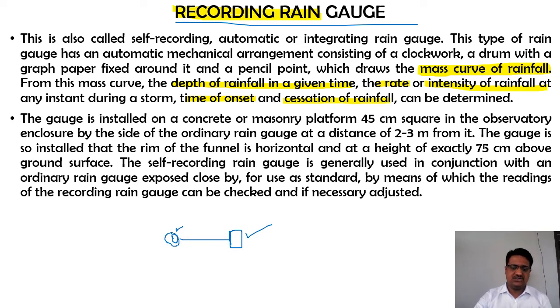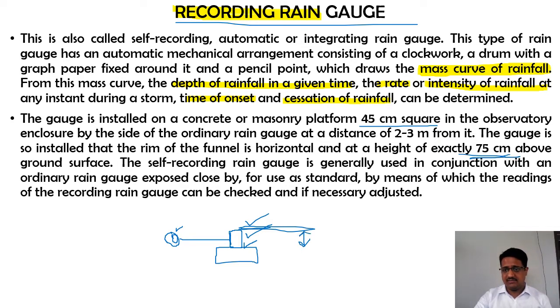This may not be required now, because conditions have become so modernized that you can calibrate these recording type of rain gauges and check whether the working of these rain gauge stations is correct or not. Based on that we have a lot of improvements with respect to their working and calibration. Now apart from that, the base of this will again be concrete or masonry, and it is a 45 square centimeter observatory. Then the top of this will usually be 75 centimeters from the ground level.